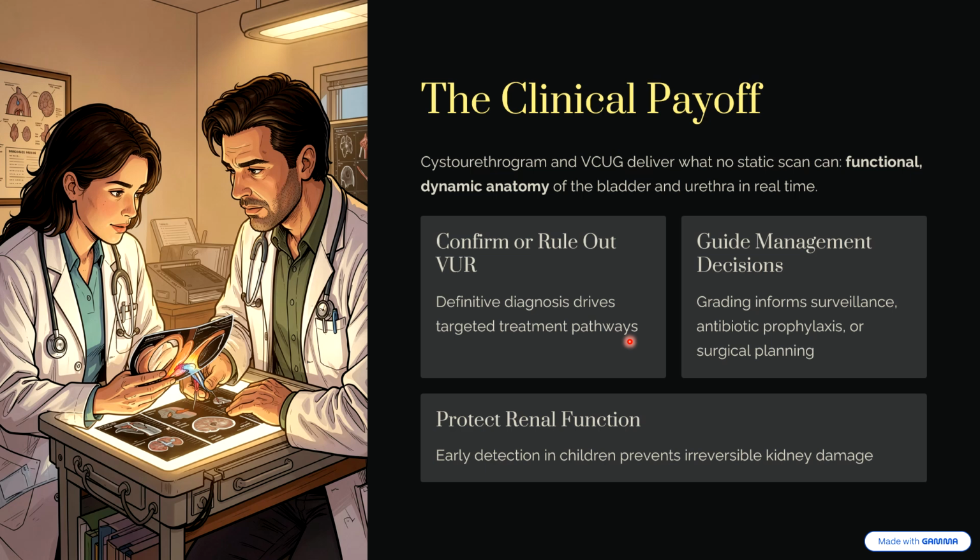In grade 1 and 2, it can be totally helped out with the help of antibiotic prophylaxis. Then guided management decisions, how the treatment can be done, in which grade the problem is lying, protect the renal function. Both of these ultimately protect the normal renal function, both in the case of children and in the case of adults also.